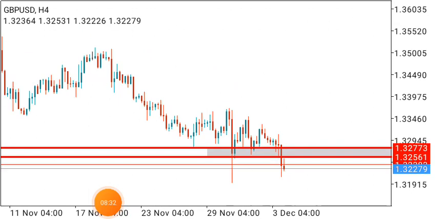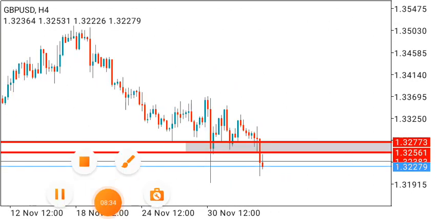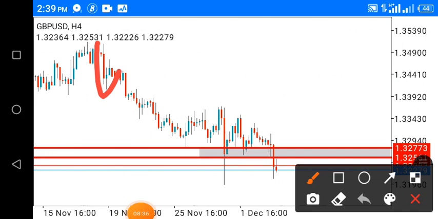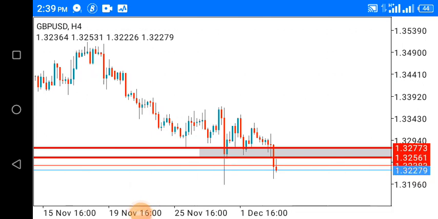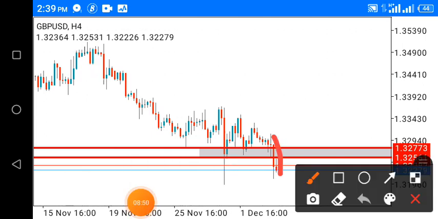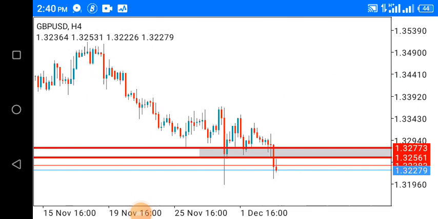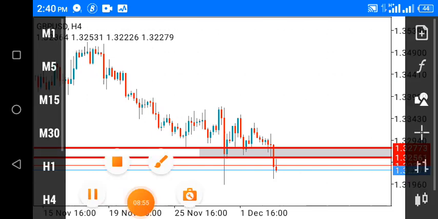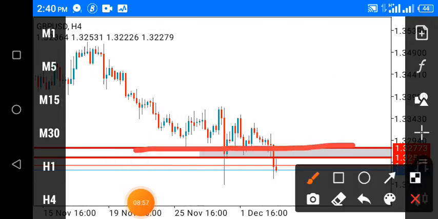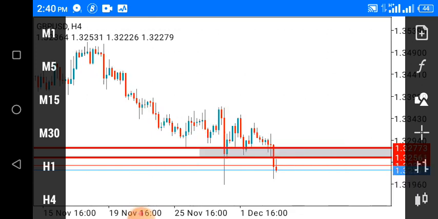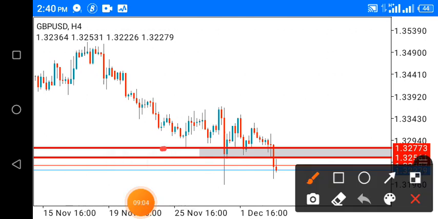GBPUSD, same thing. Identifying my trend first. If I can identify my trend here, I will see that price is purely in a downtrend. So we had a fake out here. This one did not break. But this one right here has broken, because it has closed below that area. Look at this area, the recent area that price just broke, because price is going down.